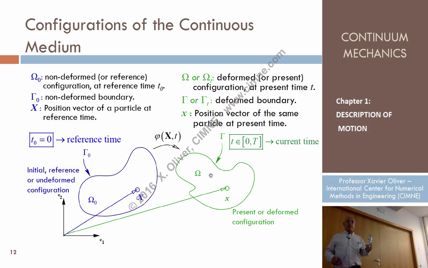the continuum medium. So we have defined material points and spatial points. Material points are the particles themselves. Spatial points are points of space. We have seen that the spatial points occupied by the material points at the reference time is what we're going to call the initial configuration. And the locus of the spatial points occupied by the material points at the current time is what we're going to call the current configuration. And in between, there are infinite configurations, since every time has a different configuration. Okay?